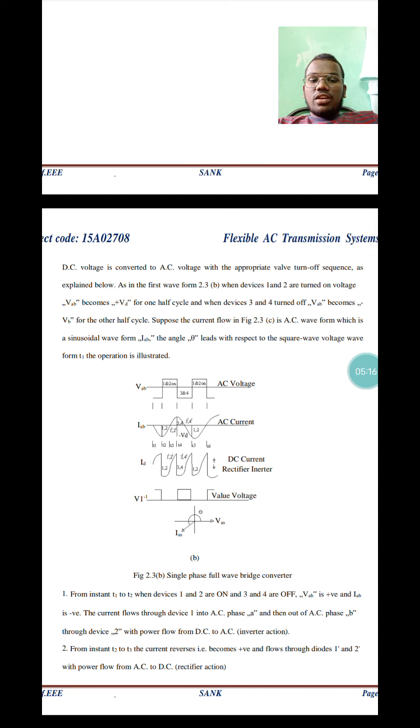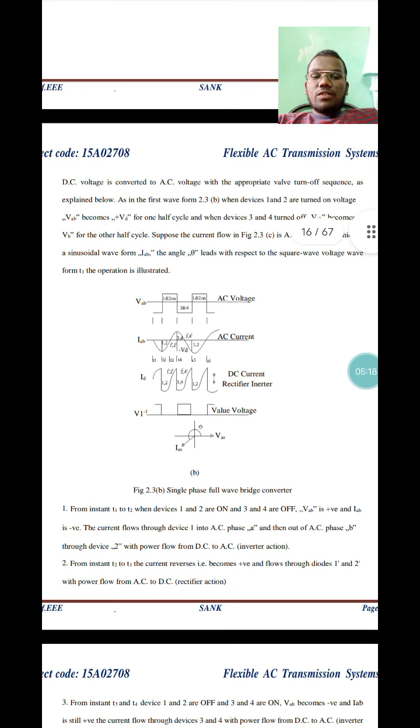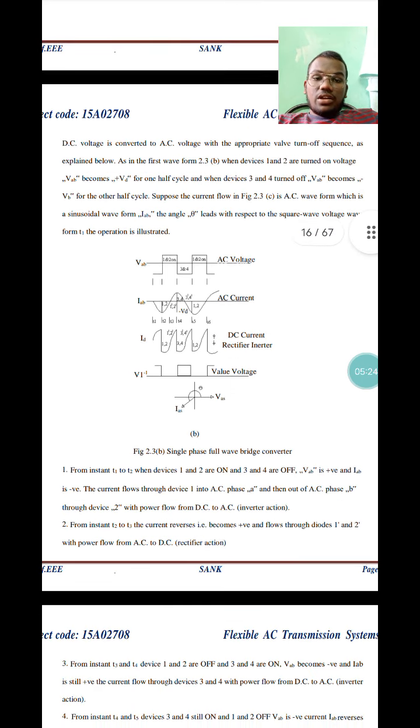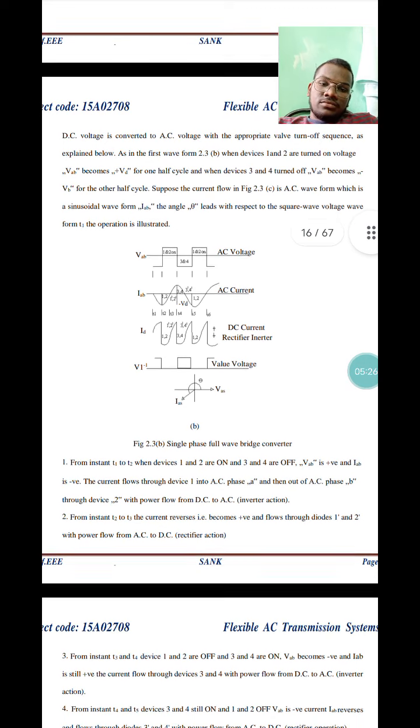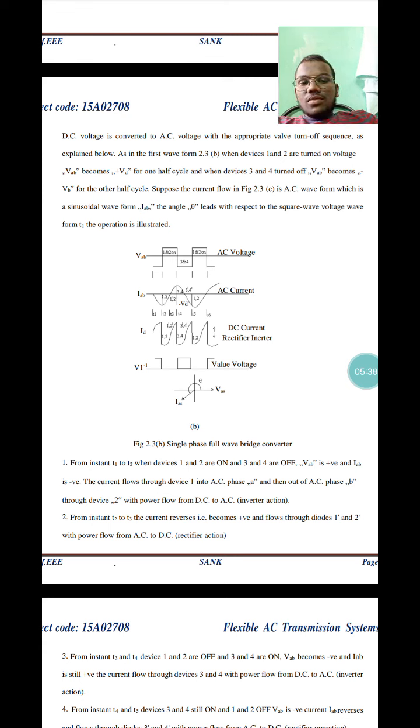The figure below shows the single phase full wave bridge converter. It contains AC voltage and AC current, the AC current rectifier, inductor and valve voltage. From instant T1 to T2, when devices 1 and 2 are on and 3 and 4 are off, VAB is positive and IAB is negative. The current flows through device 1 into AC phase A, out of AC phase B through device 2, with the power flow of DC to AC.